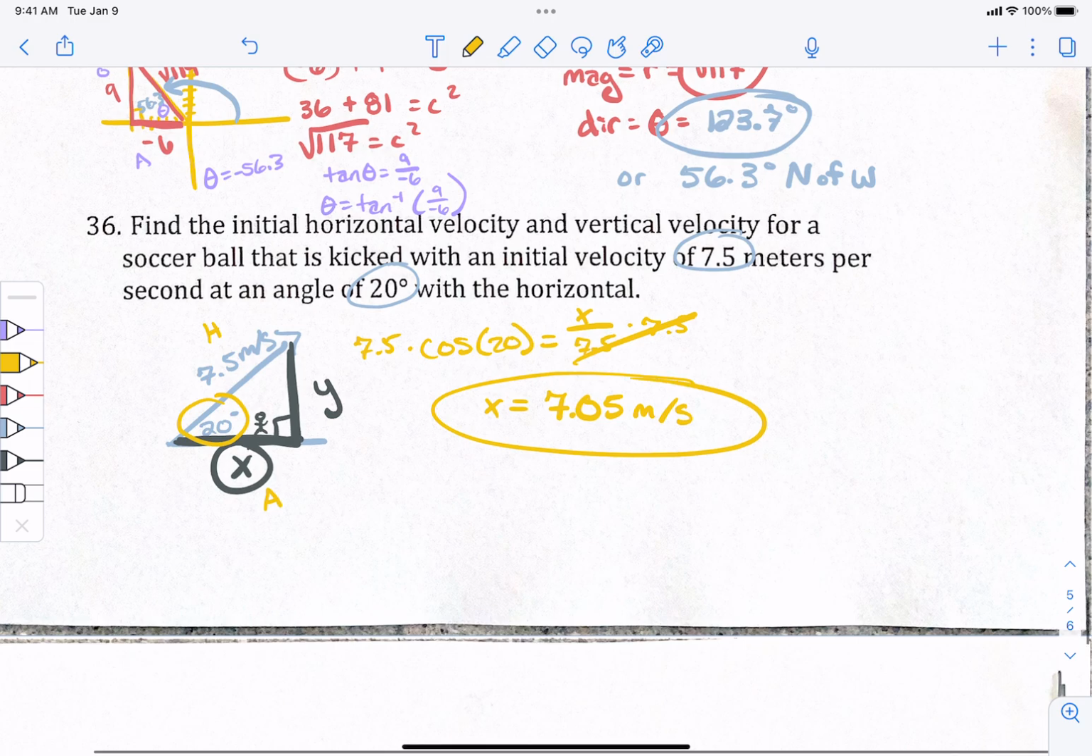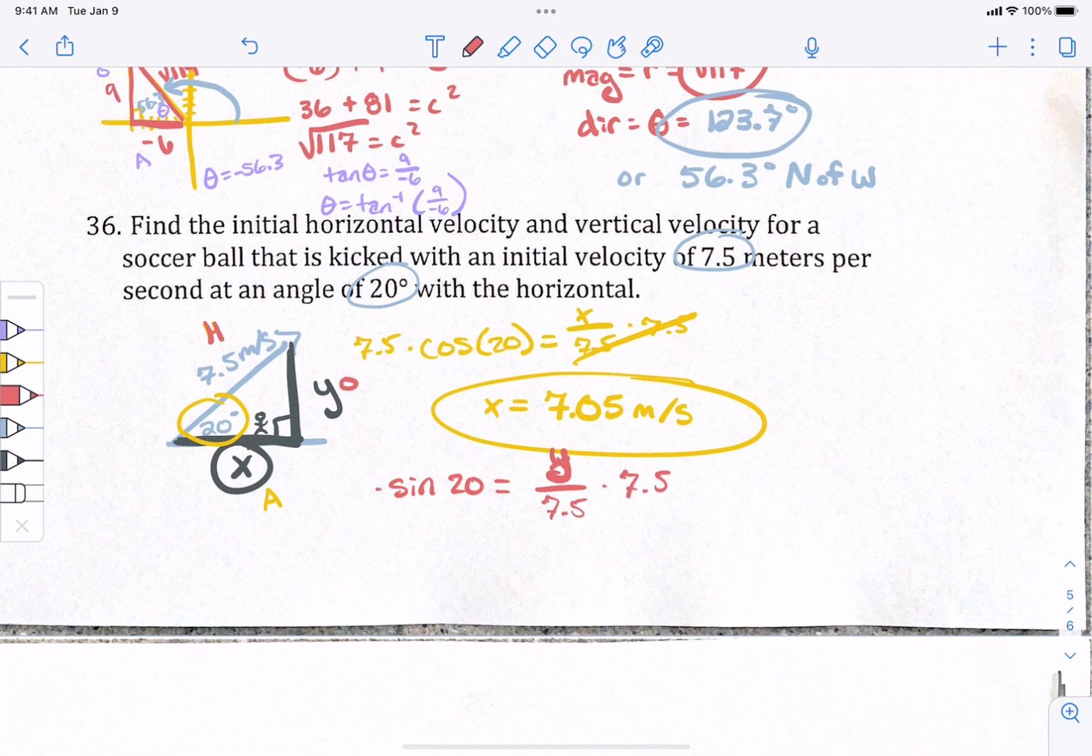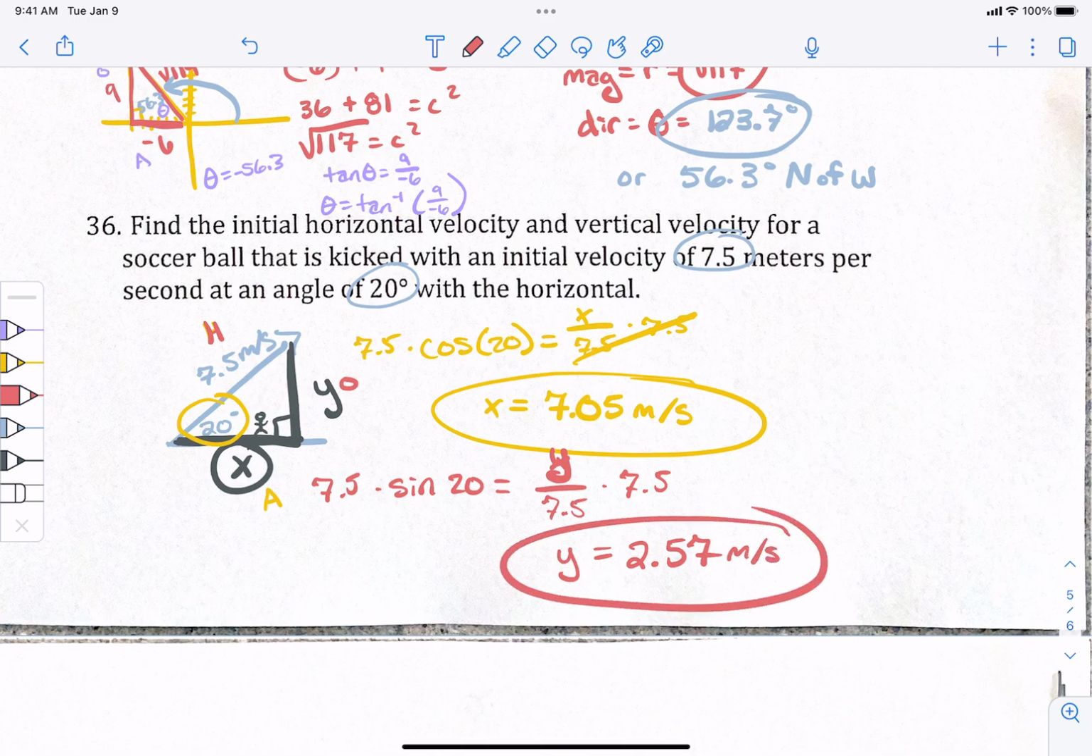The Y would be opposite over hypotenuse, and that is sine of 20 equals Y over 7.5. If we multiply the 7.5 over, we have 7.5 sine of 20, and Y will be 2.57 meters per second. So vertically it's traveling at a rate of 2.57 meters per second.